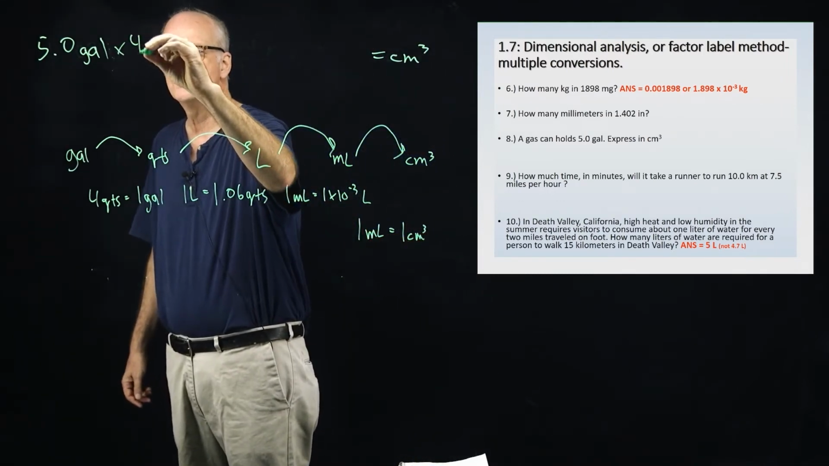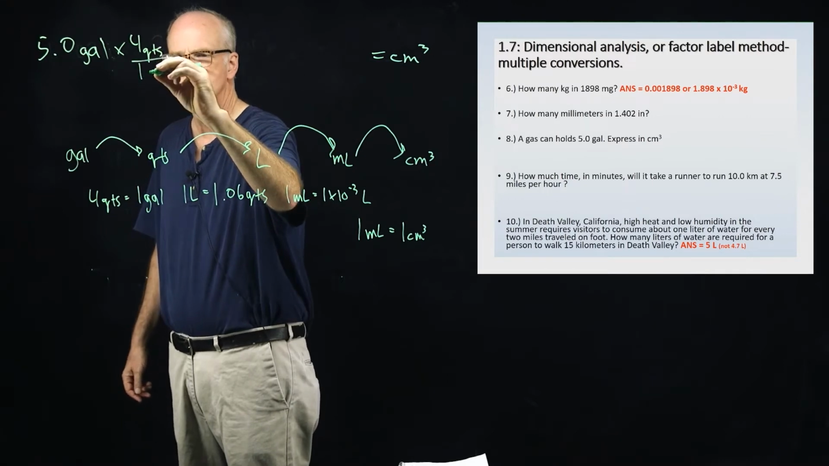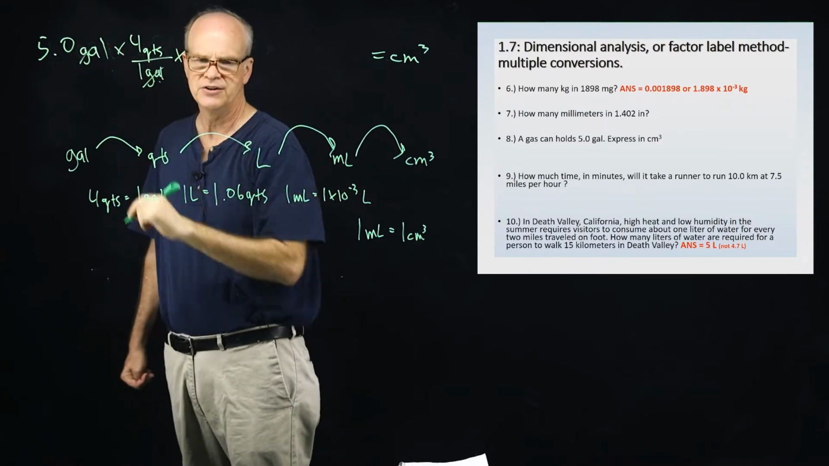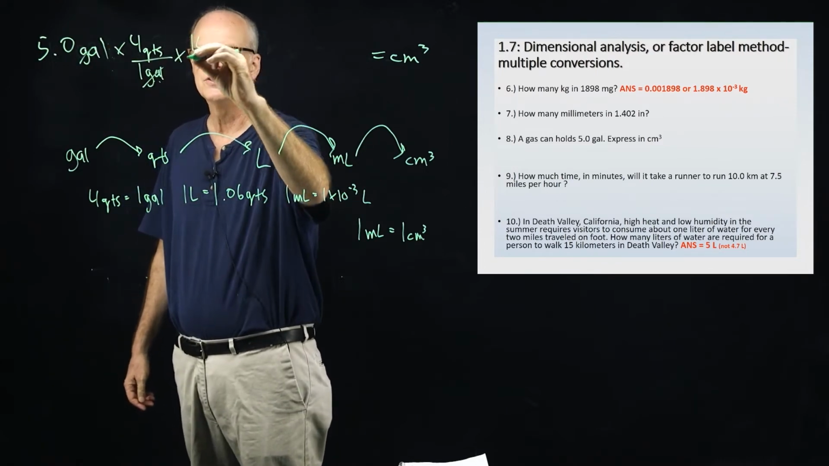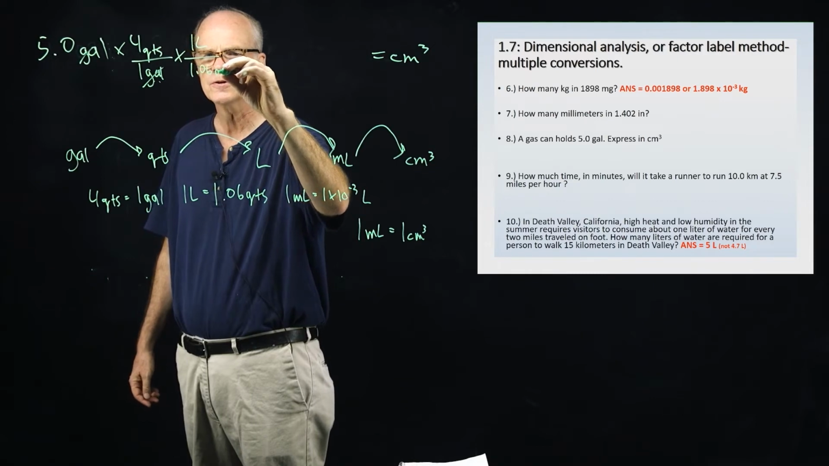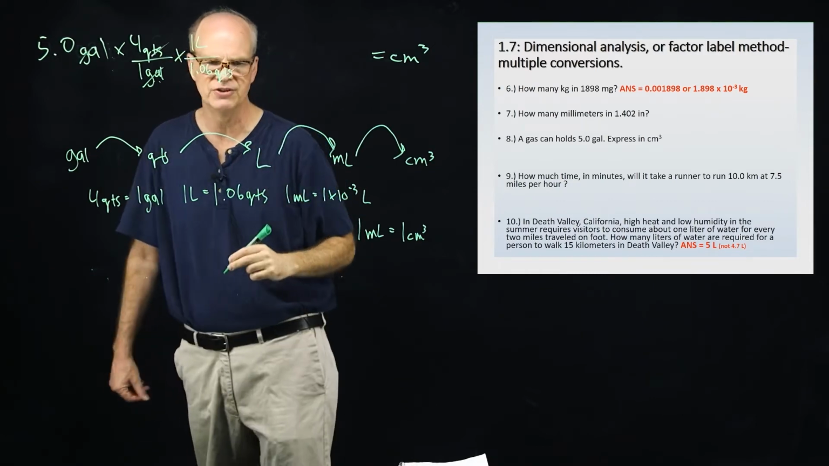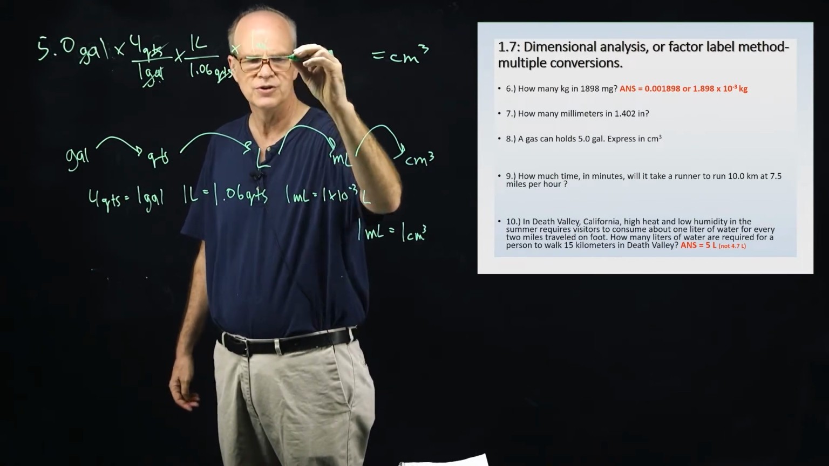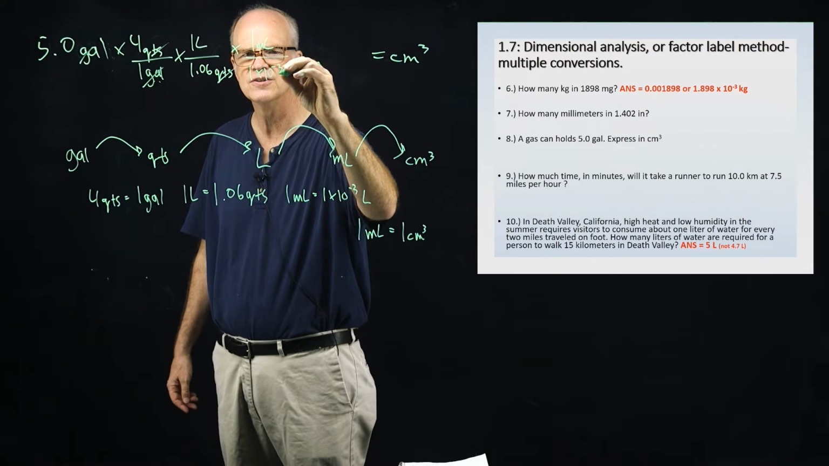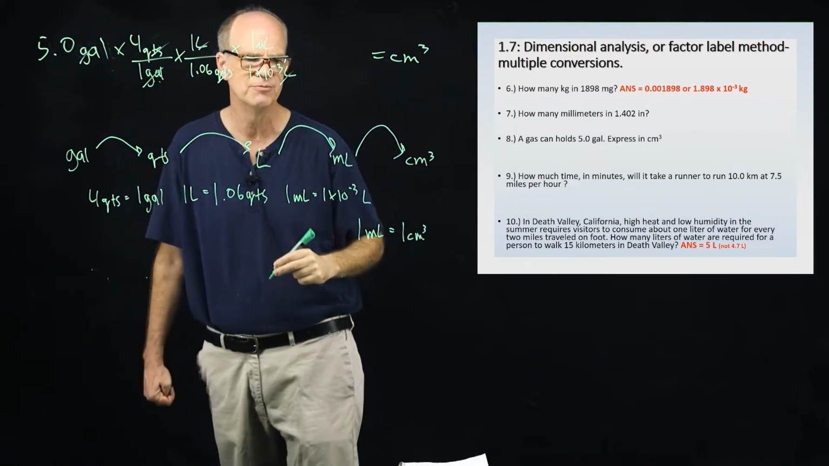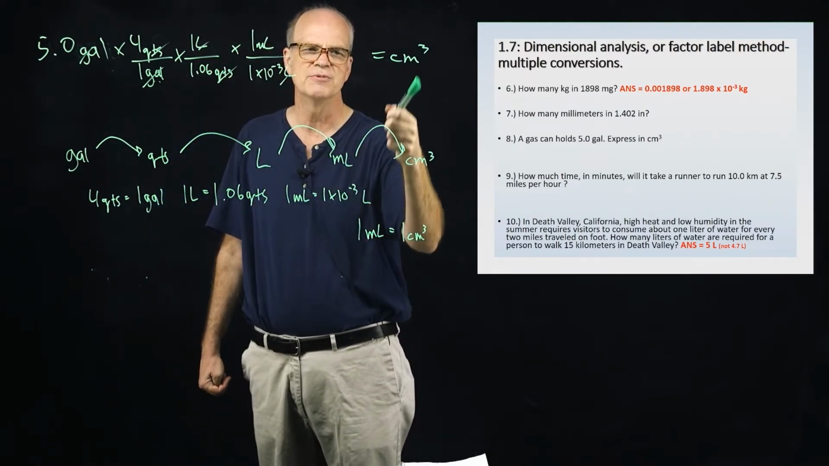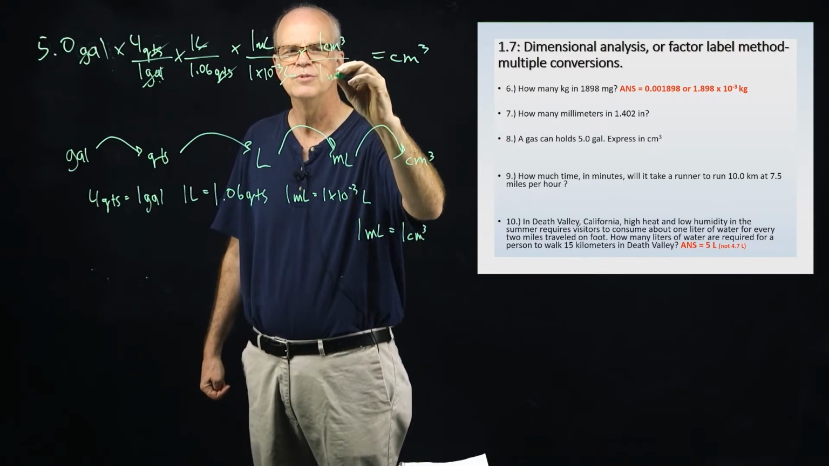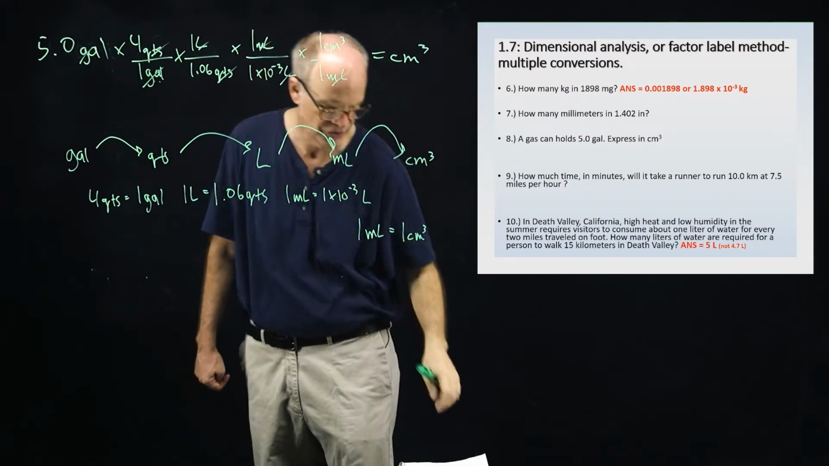So we have times 4 quarts over 1 gallon, and the gallons cancel out here, and then times 1 liter over 1.06 quarts. Quarts cancel, leaving answer in liters, times 1 milliliter over 1 times 10 to the negative 3 liters. Liters cancel, leaving answer in mils. And finally convert mils to centimeters cubed. So times 1 centimeter cubed over 1 milliliter. And the milliliters cancel, leaving an answer in centimeters cubed.